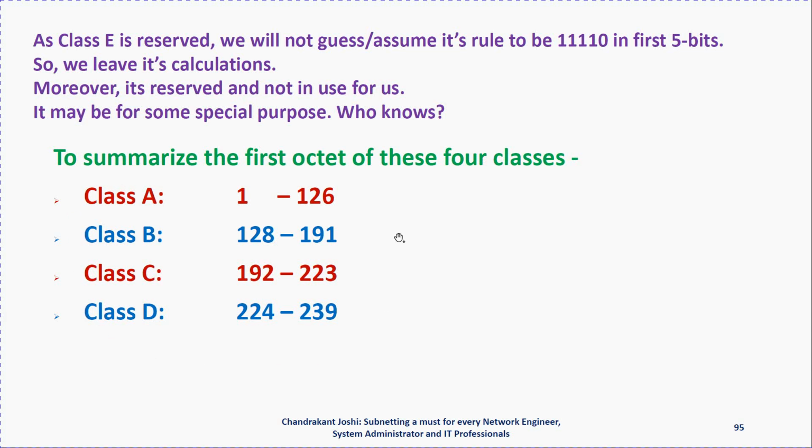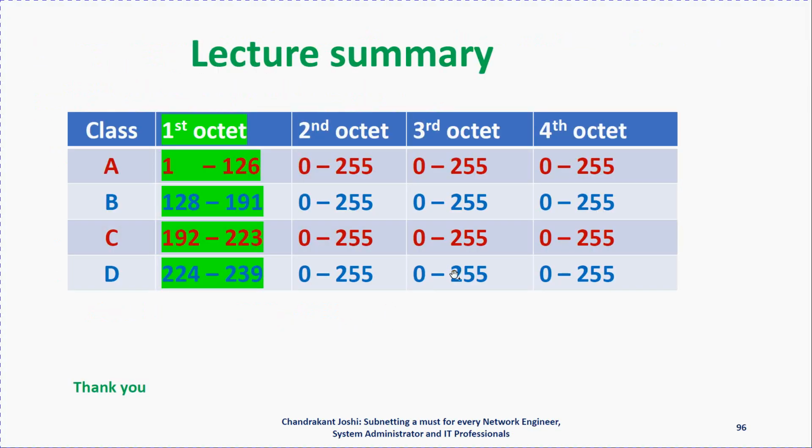So let us just remember these 4 classes. The range for class A is 1 through 126. For class B, the range is 128 through 191. For class C, it is 192 through 223, and for class D it is 224 through 239. What about the other octets or the other blocks? The other blocks can have any value. Minimum 0, maximum 255.